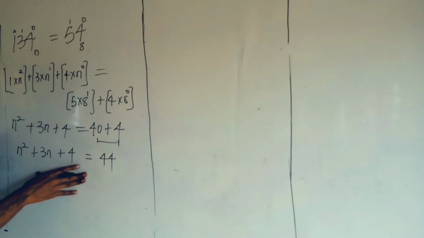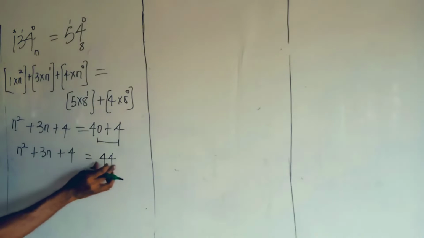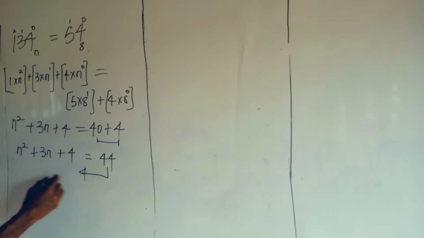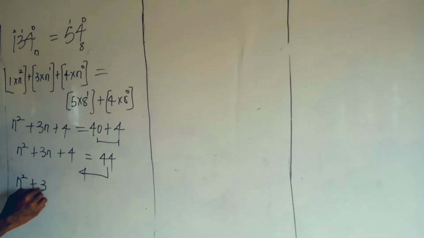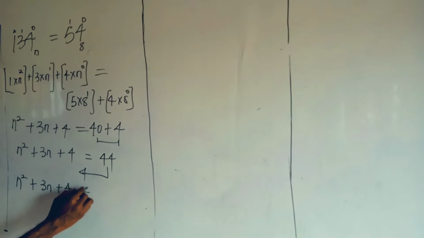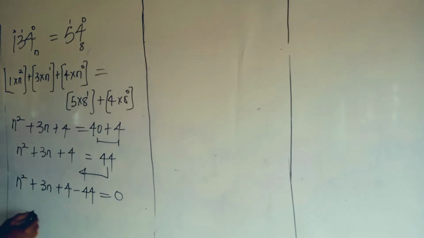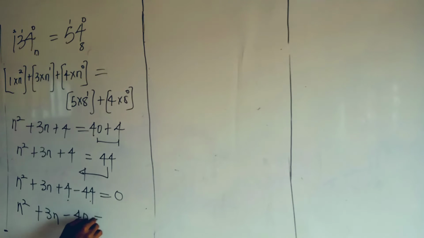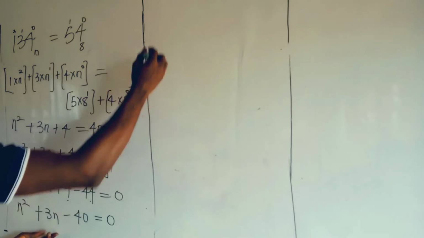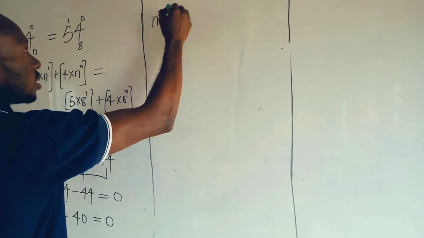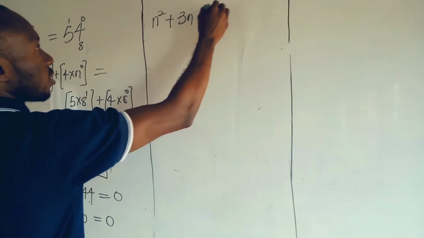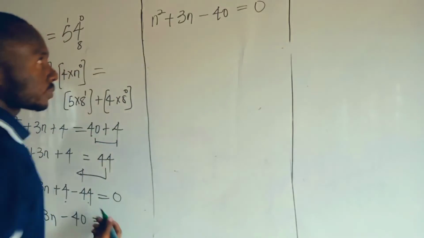This is a quadratic equation, and we are going to solve this problem quadratically. Yes. So let me take this 44 to the other side of the equation. So I have n squared plus 3n plus 4 minus 44 equal to 0. Okay, so 4 minus 44 will give me n squared plus 3n minus 40 is equal to 0.